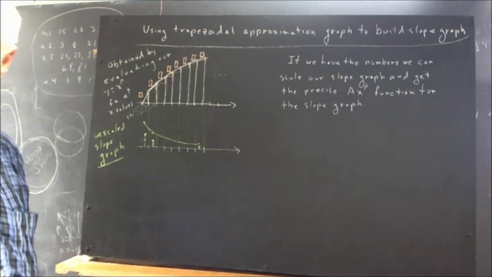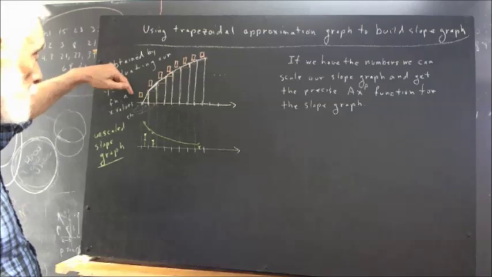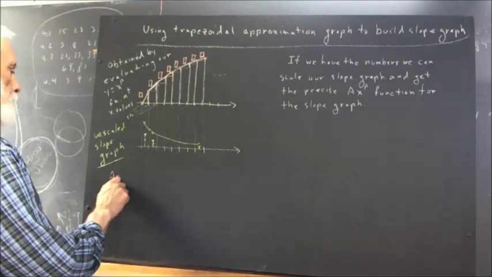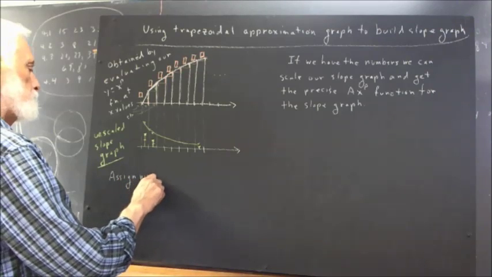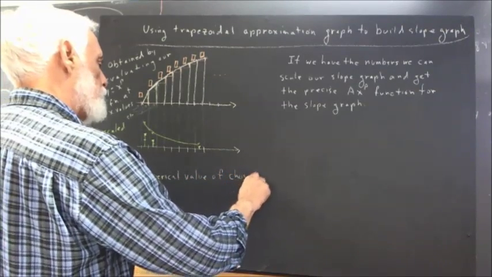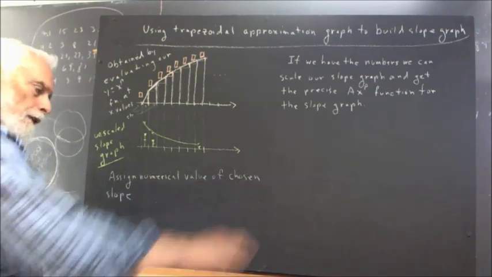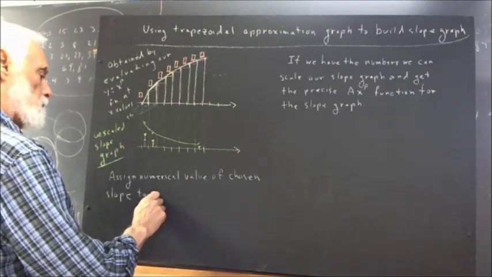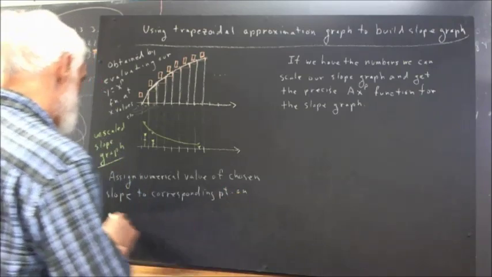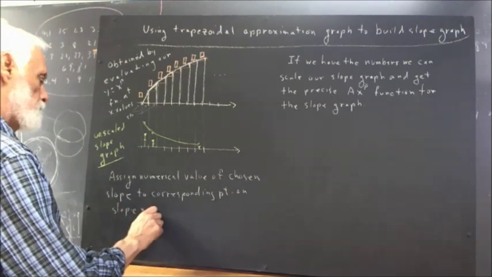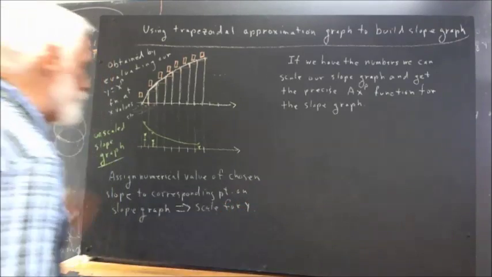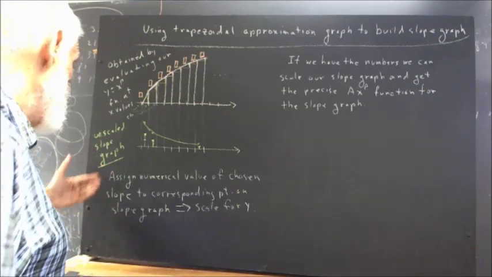Then, since we do have numerical values of our slopes, we could assign whatever the numerical value of this slope is to this point and scale our y-axis. So assign the numerical value of a chosen slope to the corresponding point on the slope graph, and this implies a scale for y. Now we've already got a scale for x because we've got numbers on these x values, so now we have a perfectly good slope graph.